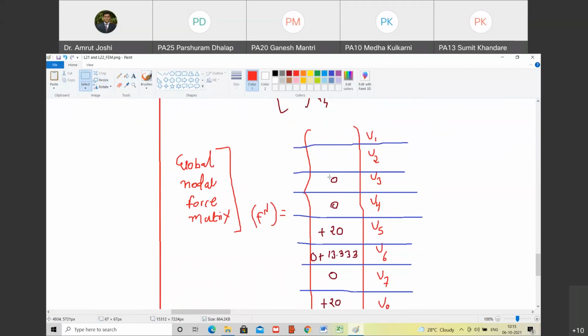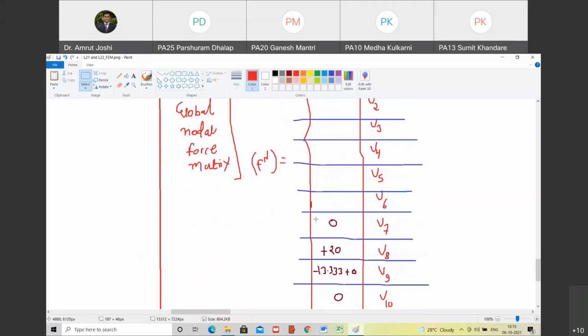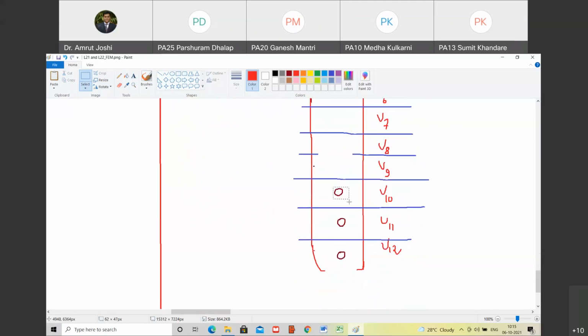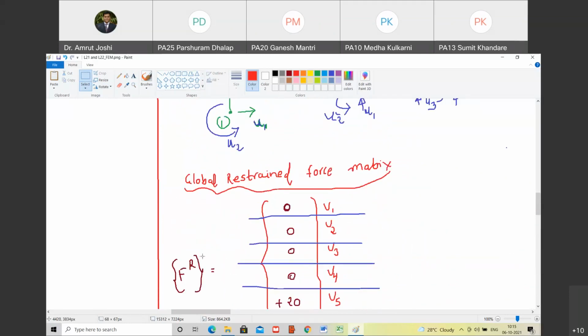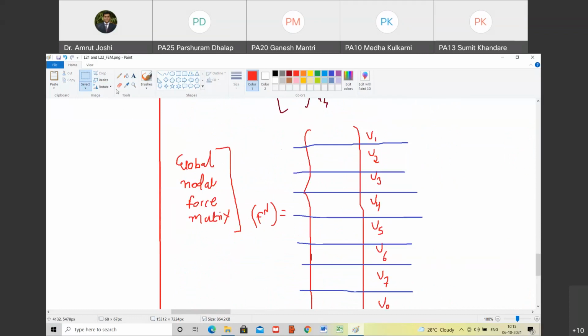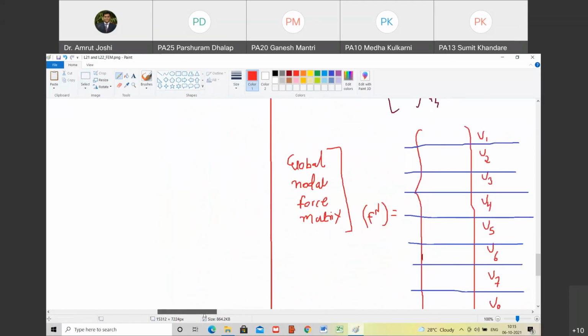So let me clear this. Okay. Yes, go ahead. No, sir. I mean, the notation was Fr first. Now its notation is Fn. This notation was Fr. Yes, sir. So now Fn matrix corresponding to U1.